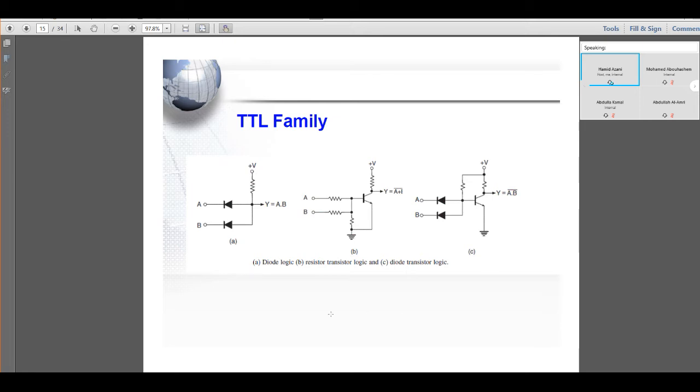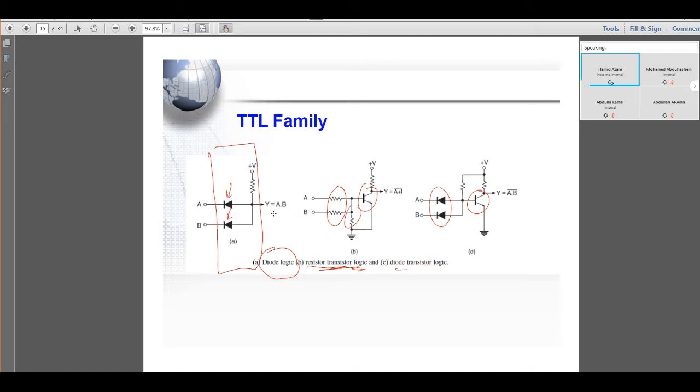So I was talking about those families. We have what we call diode logic, which means the inside of the chip, everything will be done using diodes. Some of them use a combination of resistors and transistors, and you call it resistor-transistor logic gates. And some of them use diodes and transistors, and we call them diode transistor logic.